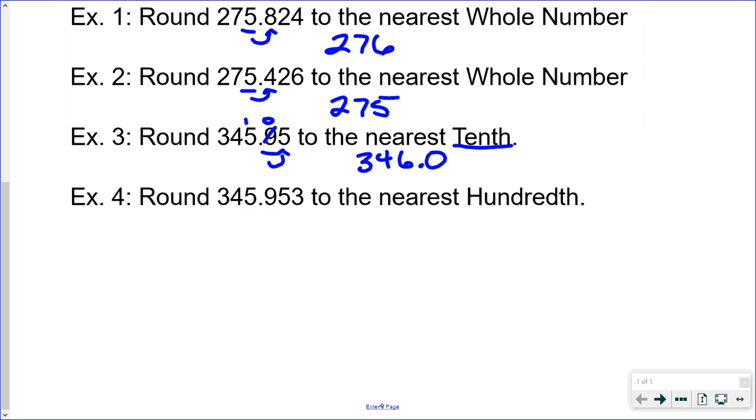All right, and then the last one I have here for you wants us to round this to the nearest hundredth. So tenths, hundredths, so the 5 is in the hundredths place. I look to the right, there's a 3 there, that's less than 5. So I'm going to keep the 5, and so this would round to 345.95.